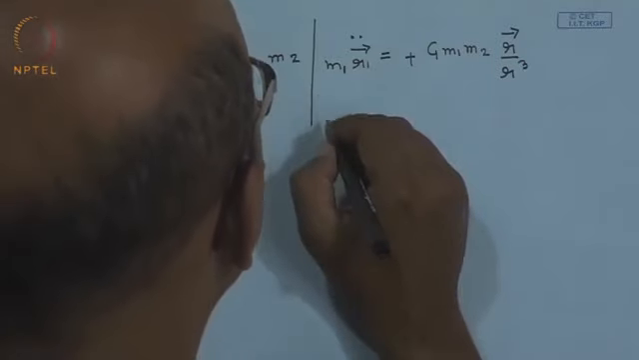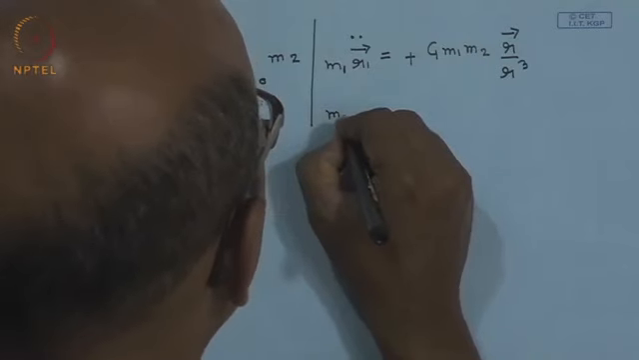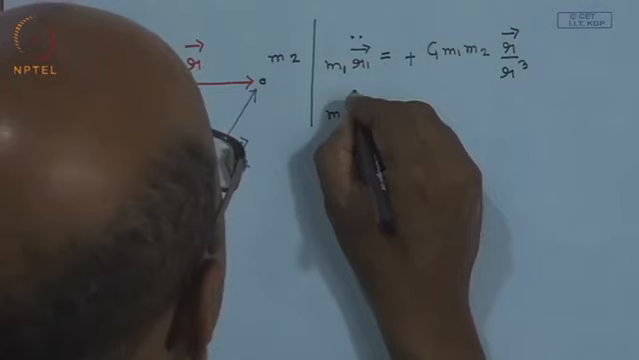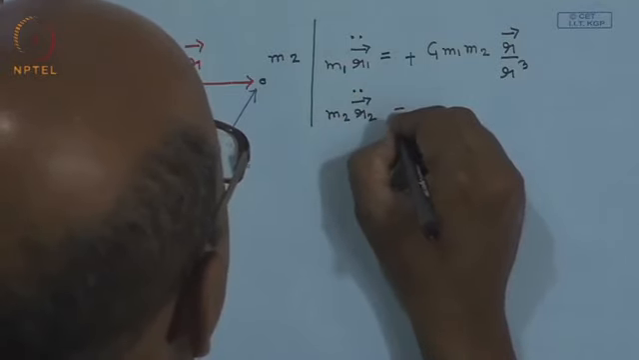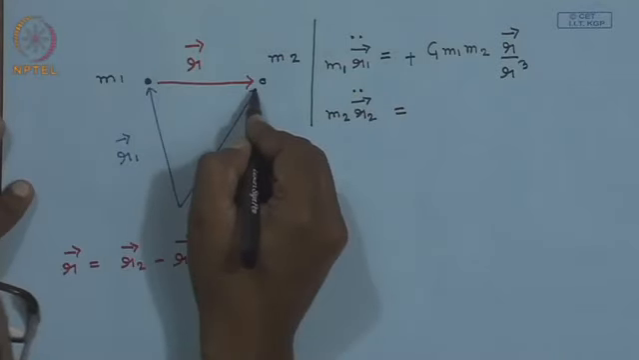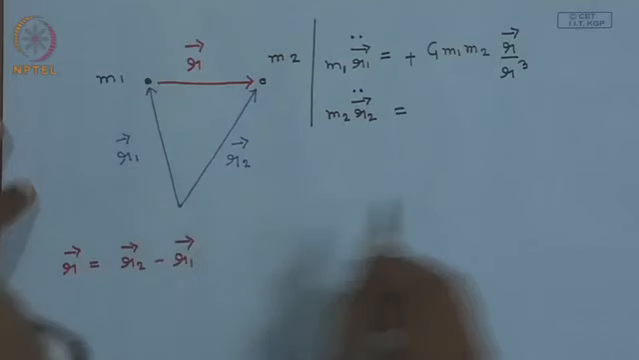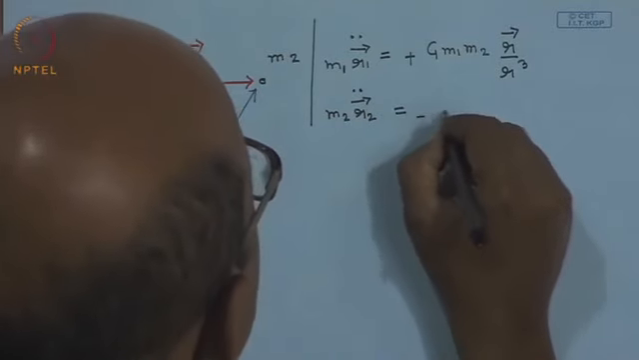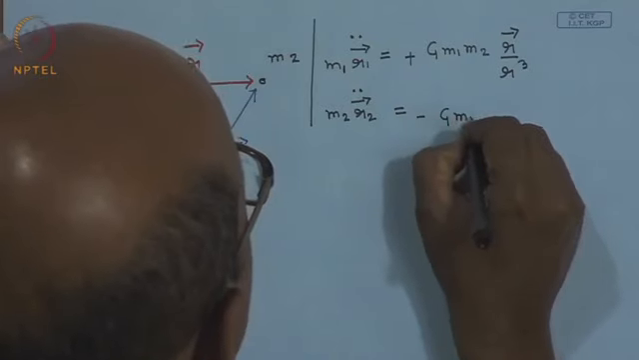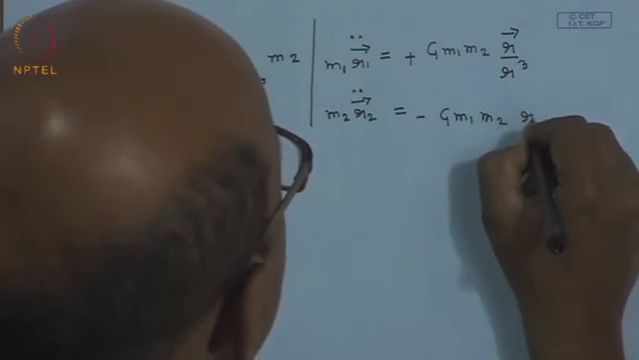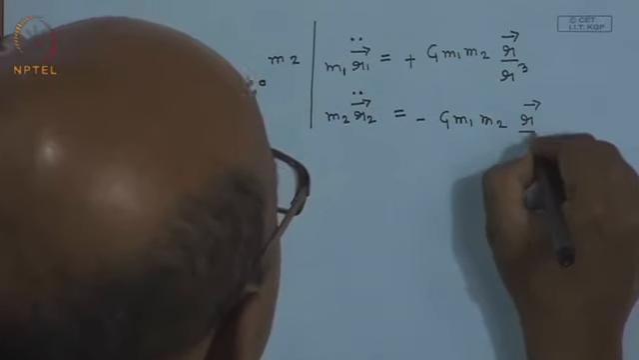The equation of motion of the second particle will be m2 r2 double dot is equal to, now this force will be opposed to r. So, I have to put a minus sign, G m1 m2, and the same thing, r by r cube.